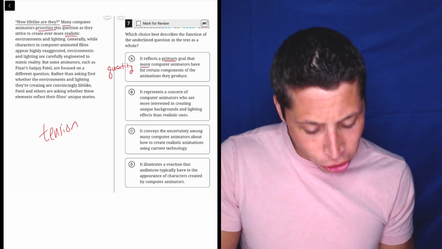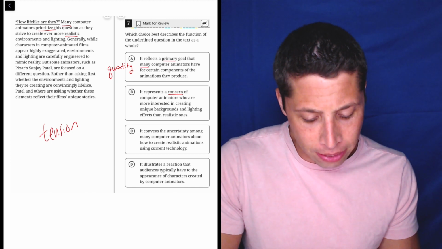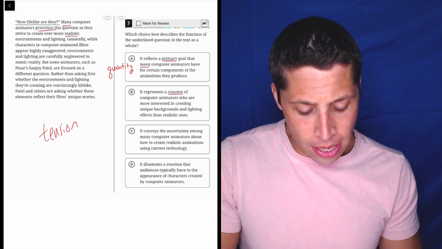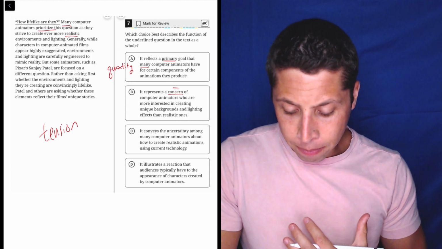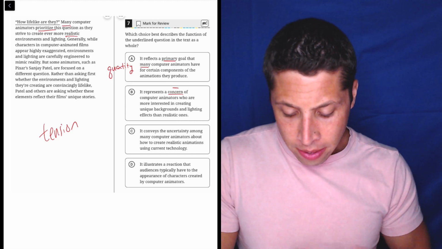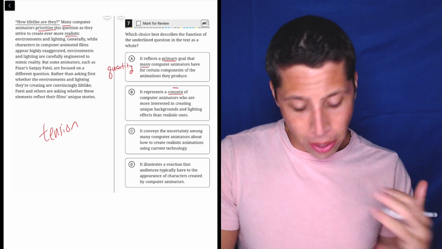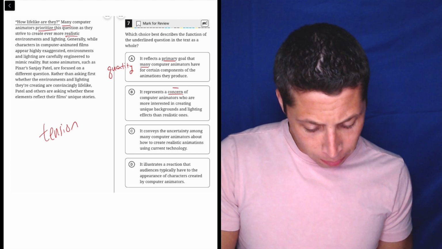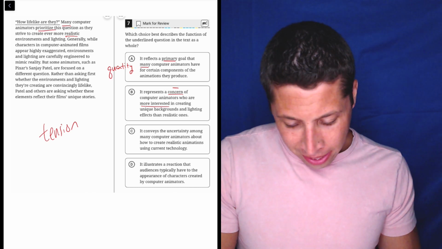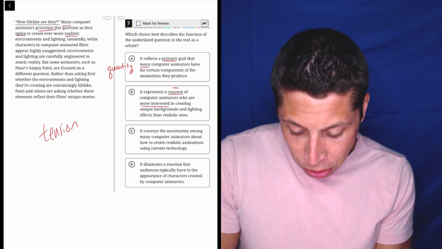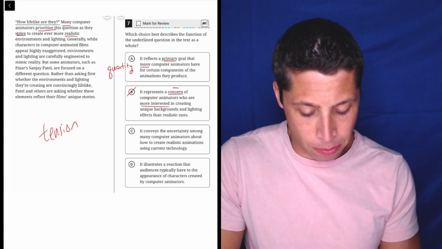It represents a concern of computer animators who are more interested in creating unique backgrounds and lighting effects than realistic ones. Well, concern is definitely negative. I don't get the sense that this is negative. It's saying what they prioritize. Then there's a little bit of a kind of debate about what they should prioritize. I don't like concern. More interested in creating unique backgrounds? That's not what they say. They're saying they strive to make them realistic. So this seems like the opposite of even what they're saying. So this choice just seems wrong to me.